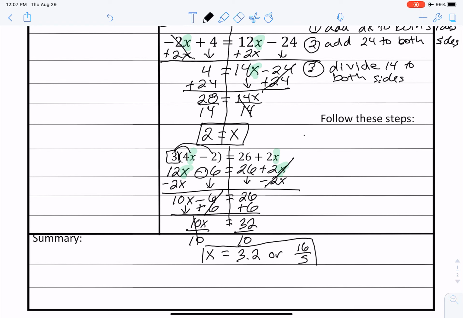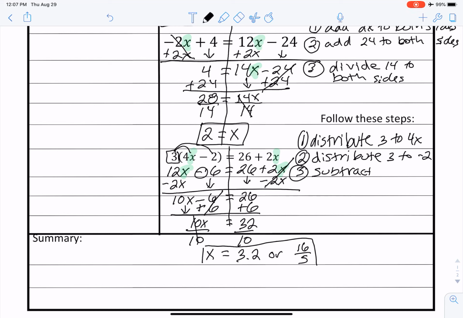So let me write down our steps we just did. These were a little different. So we used the distributive property to distribute the 3 to 4x. Then we distributed 3 to the negative 2. And then we subtracted the 2x on both sides.